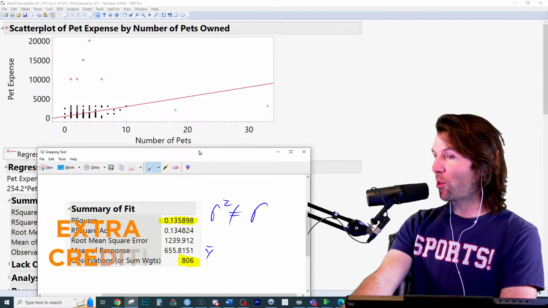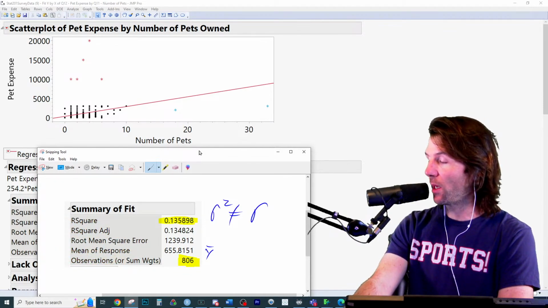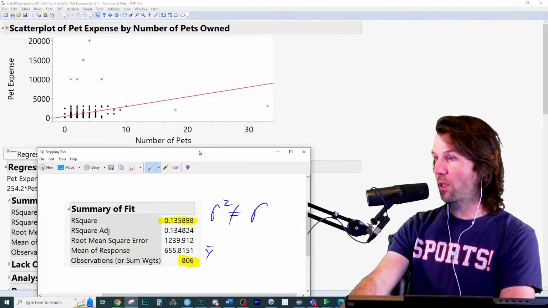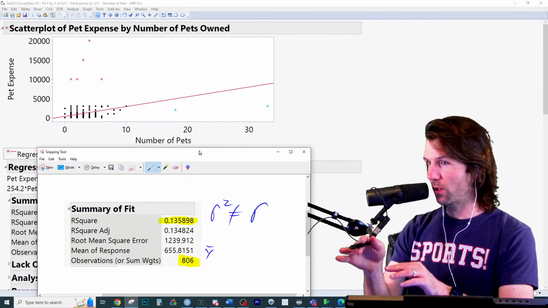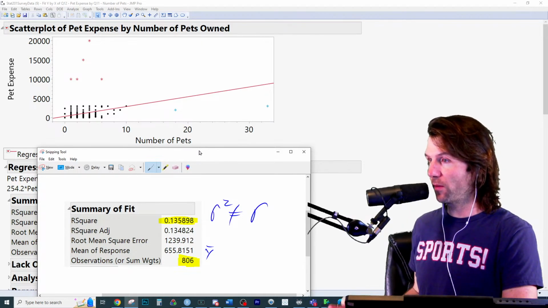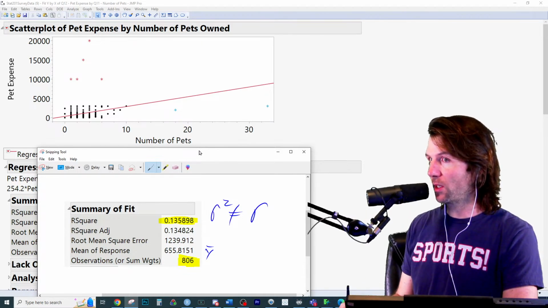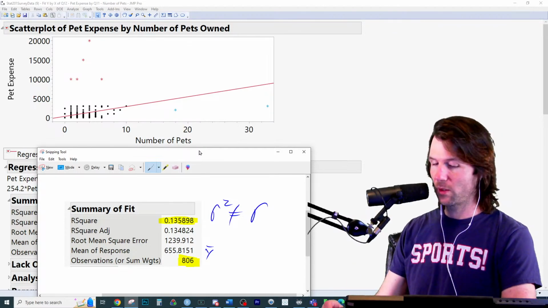It is 13.6% of the variation in pet expense is explained by the variation in number of pets owned. Blank percent of the variation in y is explained by the variation in x. So you fill in the blanks. Make sure it times up by 100, though. So 13.6% of the variation in pet expense is explained by the variation in number of pets owned.